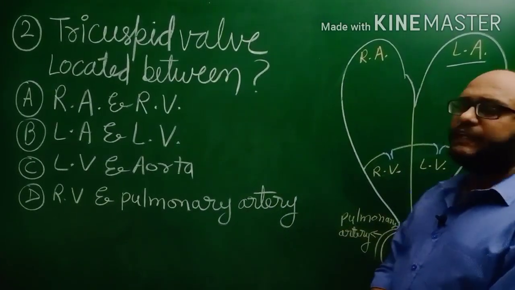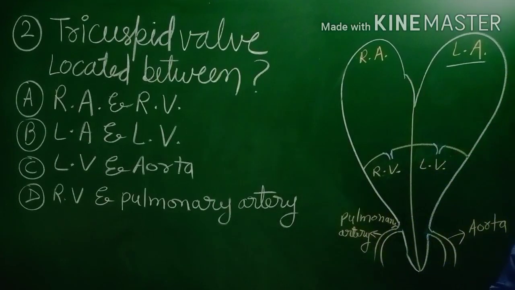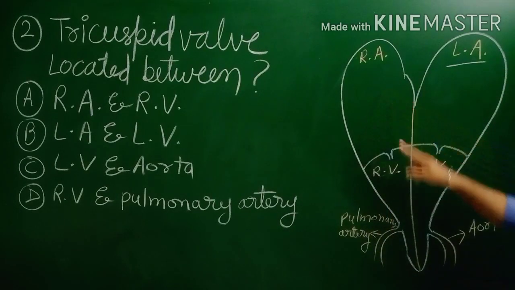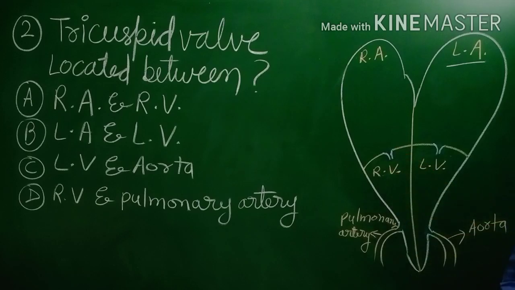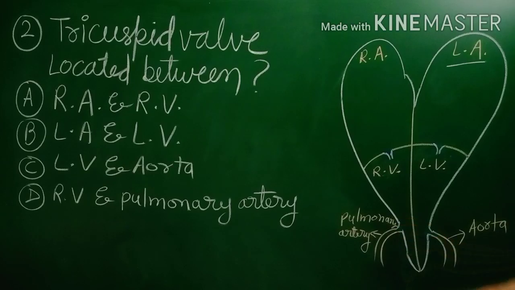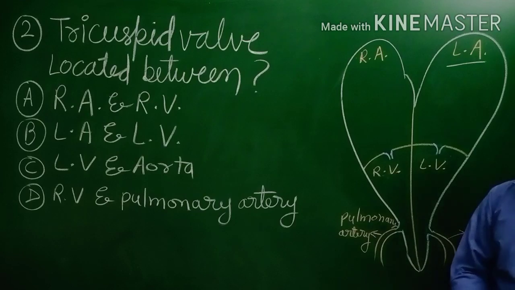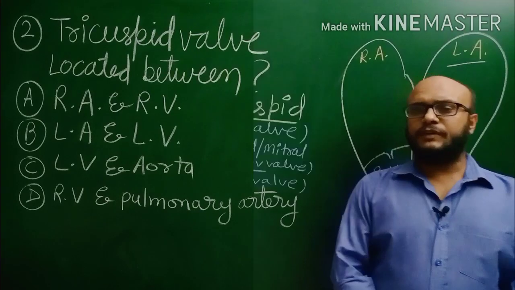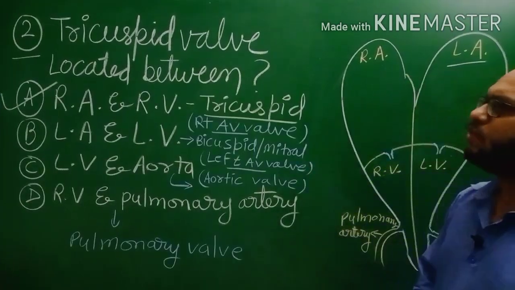Tricuspid valve is located between option A, between right atrium and right ventricle, option B, left atrium and left ventricle, option C, left ventricle and aorta, option D is right ventricle and pulmonary artery. Tricuspid valve is found between.